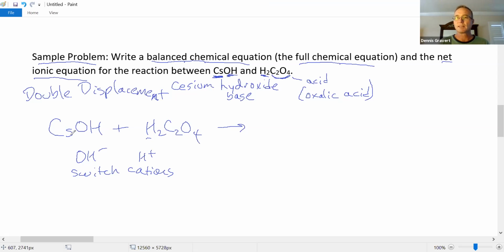So what's the cation in cesium hydroxide? It's cesium. What's the cation here? It's H+. And I know there's 2 of them, right? There's 2 H's listed first. And yeah, there should be a 2 here. But wait, that's part of balancing the equation. And right now, I just want to predict the products. So ignore the 2 for now. We'll do it in the next step.